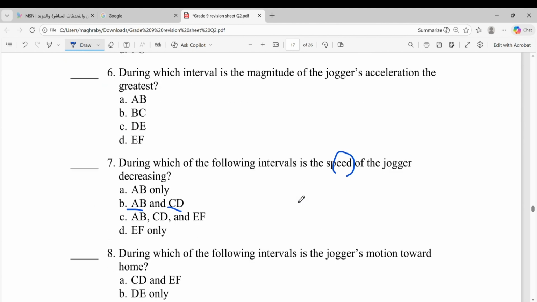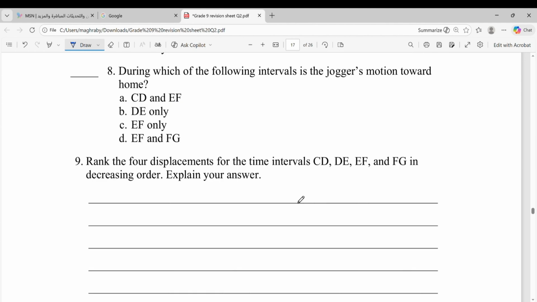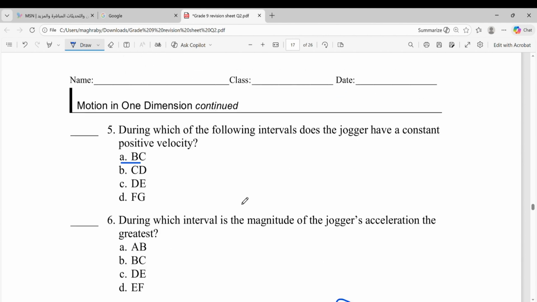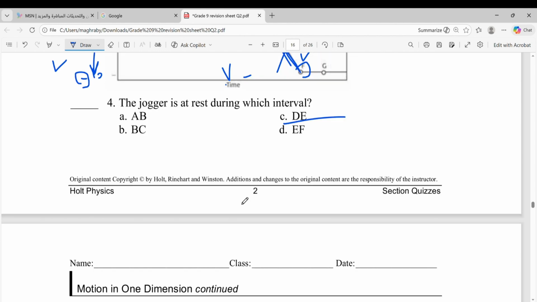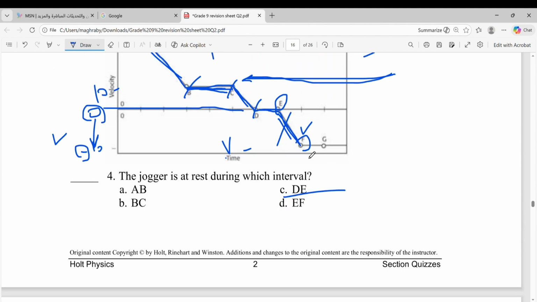So EF. Where is EF? EF, right, EF is right. So do we have any other negative one? This one is also constant velocity, but at the same time it's in the negative direction, so it's coming back to the home. So EF and FG.